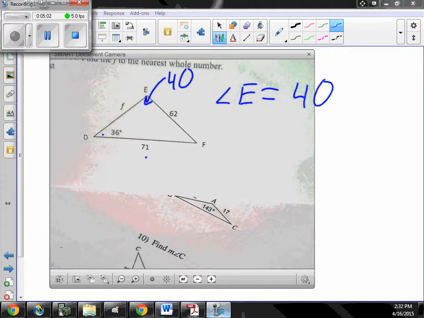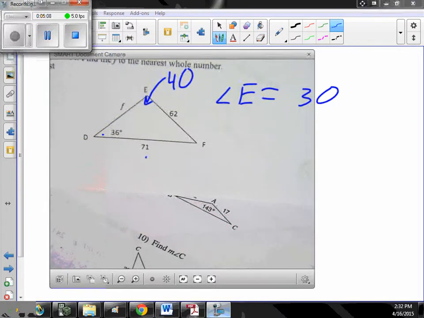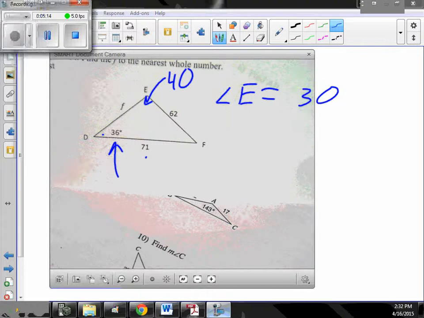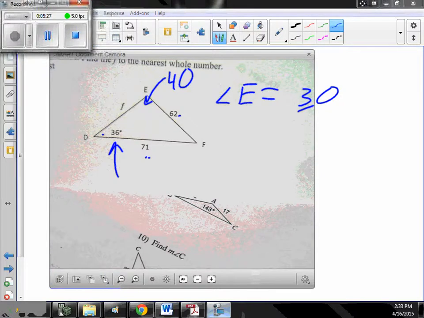What if angle E was 30? Well, 30 has a supplement of 160, and 160 and 36 cannot make a triangle. So that would be 1. But I know it can't be 30. Why? Because 62 is smaller than 71. So whatever E is, it has to be bigger than 36. How do you know if there's no triangle?